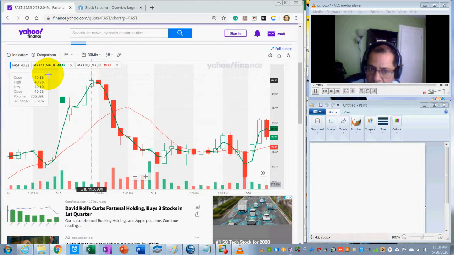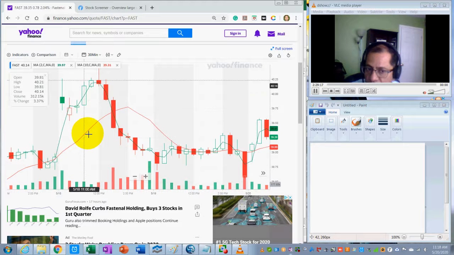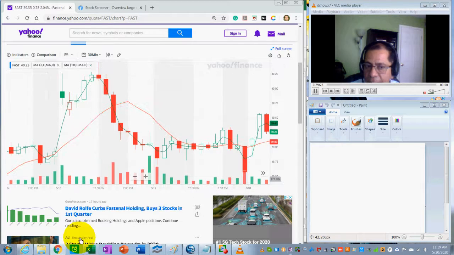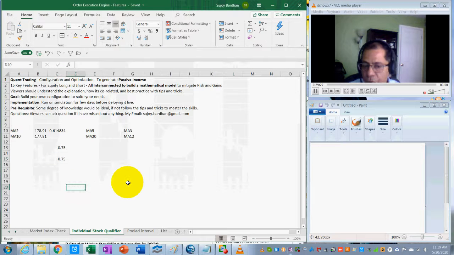So whether you are looking at MA2 versus MA10, or you are looking into MA3 to 15 or 5 to 20, you find out which one would be your best combination and choose that and plot it into the algorithm for the algorithm to qualify that particular stock.